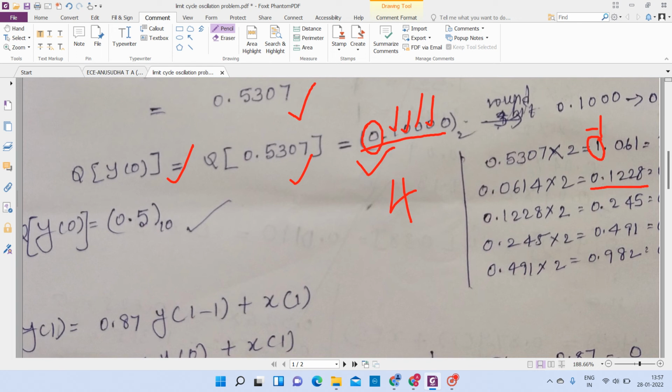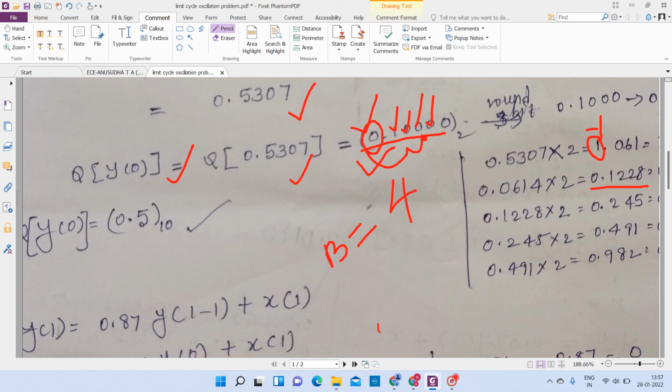Why? Because here I am considering the first bit, the MSB, as a sign bit. So totally I have 4 bits. My capital B is equal to 4 bits. So here I have to round for 3 bits, right? So if you have to consider 4 bits totally, then you have to add plus 1, right?